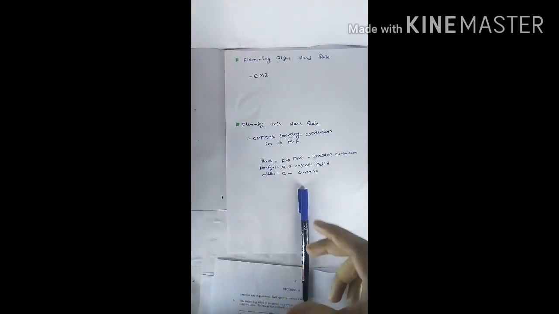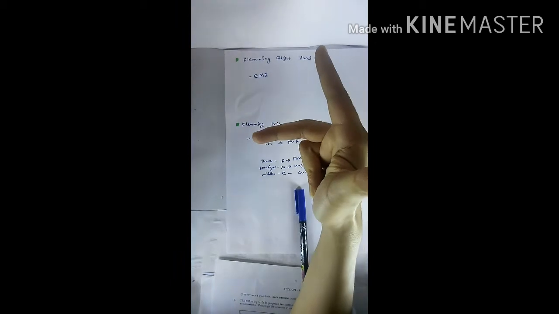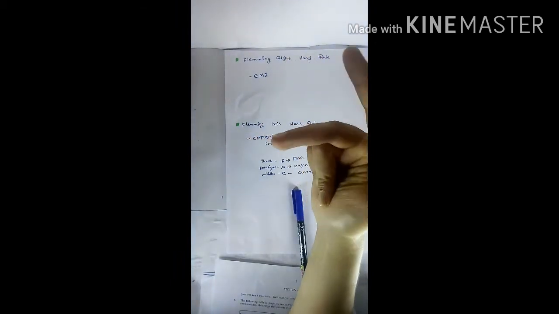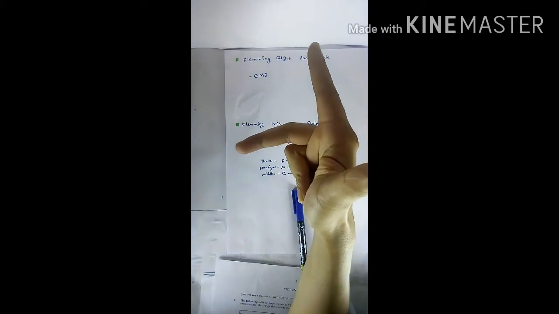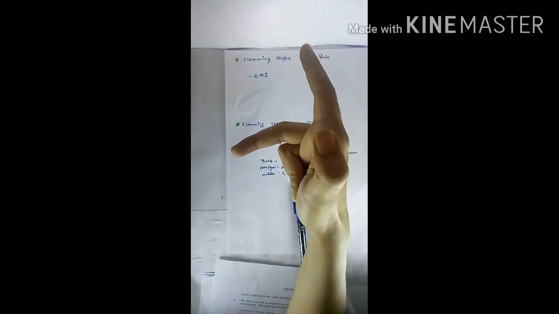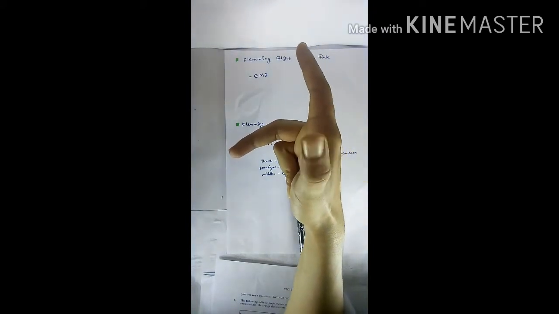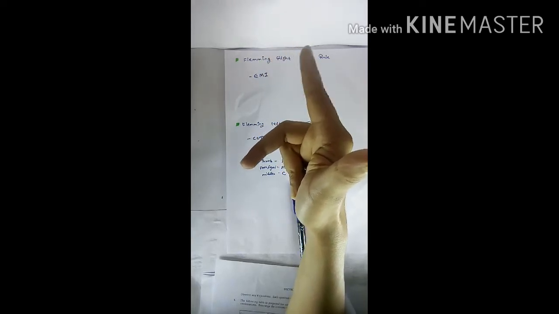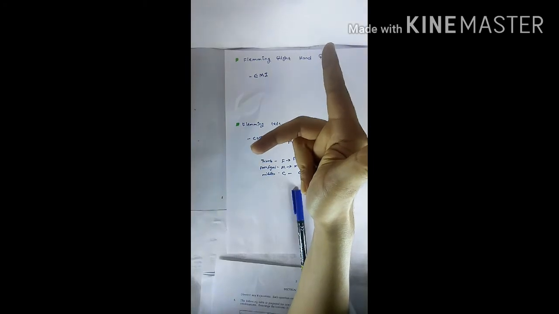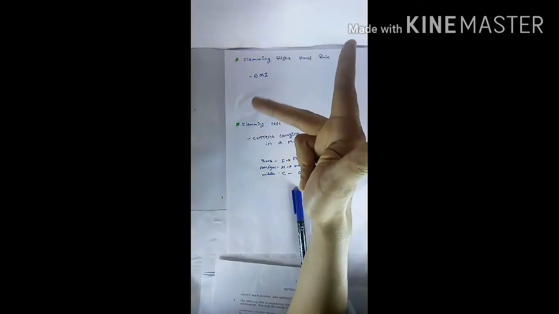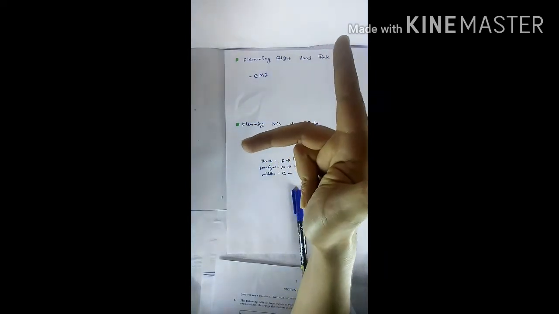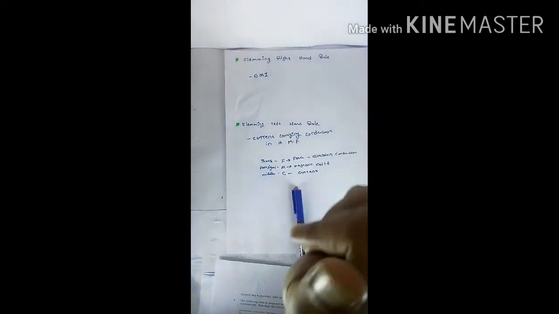So when you place your right hand in such a way that these three fingers are mutually perpendicular, then father, the thumb, gives the direction of motion, mother, the forefinger, gives the direction of magnetic field, and child, the middle finger, gives the direction of current. In this way you can easily remember these things.